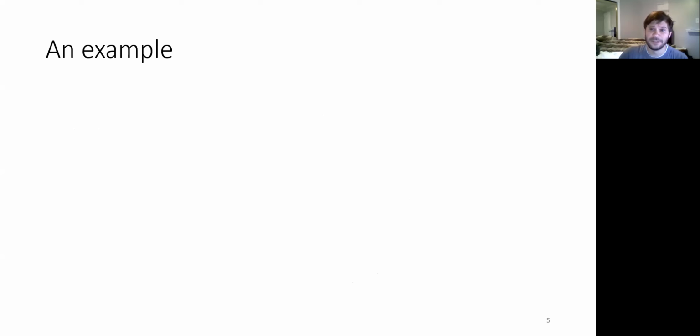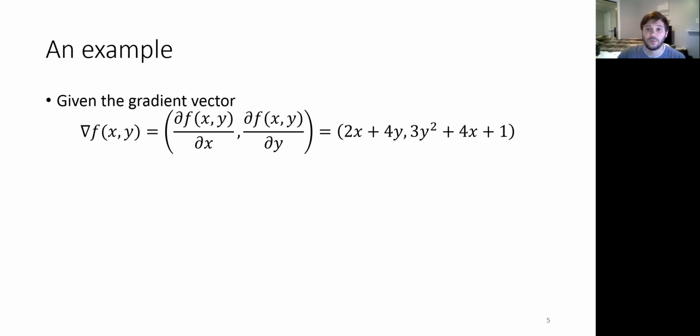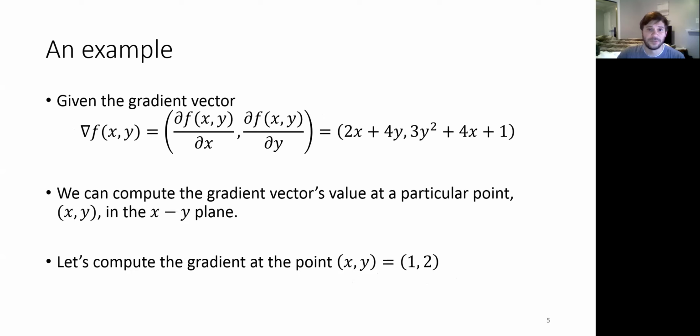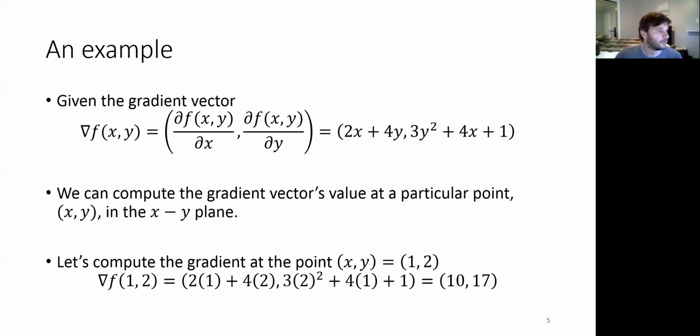So the gradient vector, right, given this vector, we can actually compute a numerical value for it by plugging in particular points in the xy plane. For example, if we wanted to compute the value of the gradient vector at this point (1, 2), where x is 1 and y is 2, all we would do is take 1 and 2 for x and y and substitute those in here. X goes in there, y goes in there, and we would be able to compute that coordinate value for the gradient.